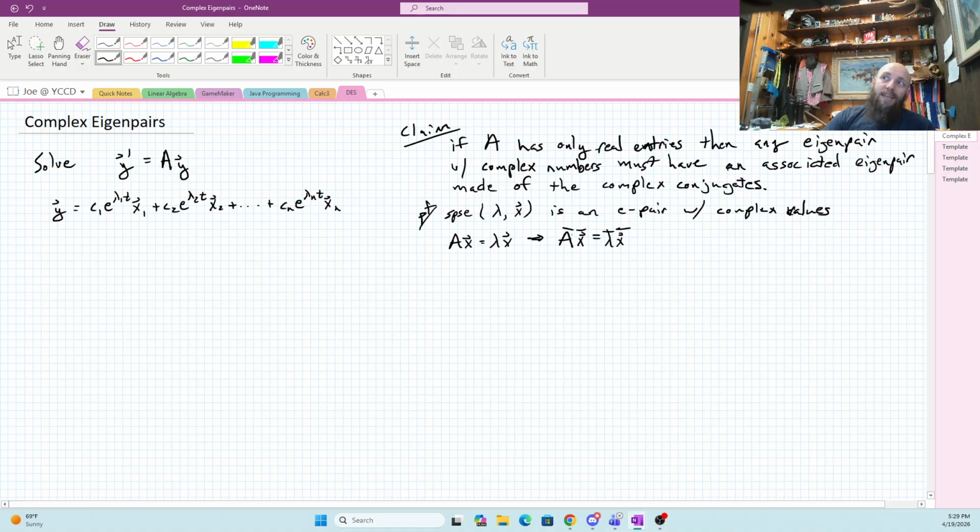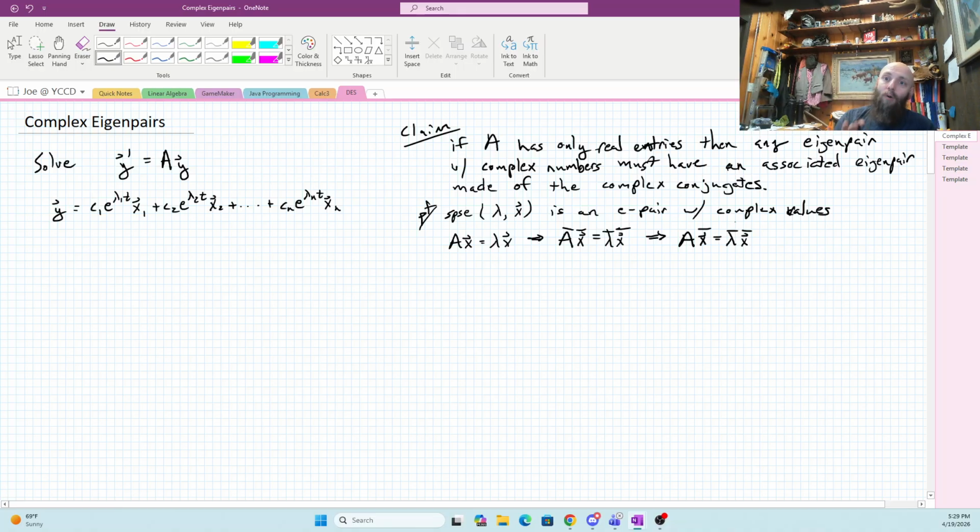A is real, right? All of its entries are real, so there's no i to swap the sign on, so A is going to give me the same thing when I complex conjugate it. So I'm going to get A times x's complex conjugate equal to lambda's complex conjugate times x's complex conjugate. And you'll note this is what it means to be an eigenpair, right? Now we just have a different, possibly different eigenvalue.